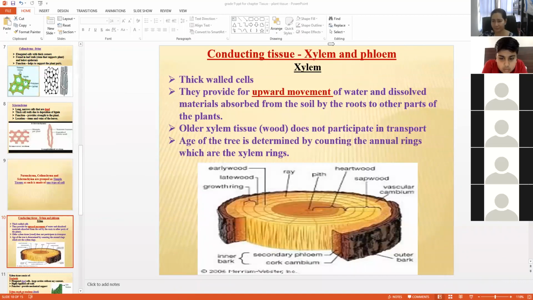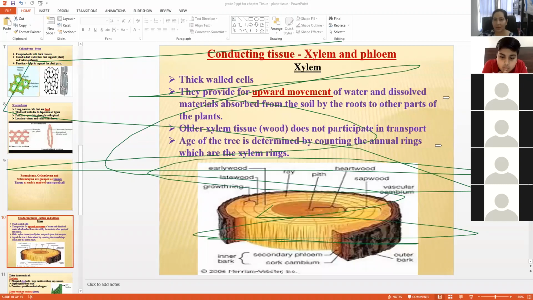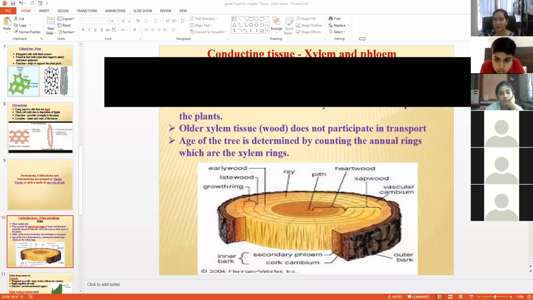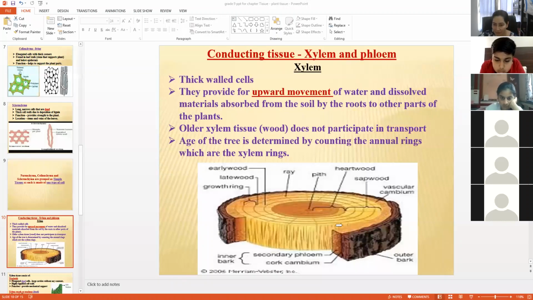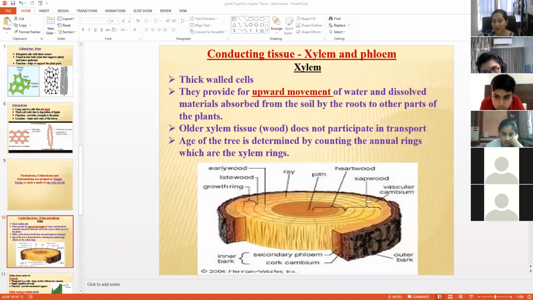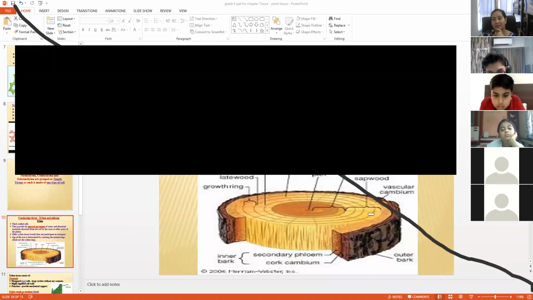The last point, the age of the tree is determined by counting the annual rings. Ma'am, where are these annual rings? I'll tell you. See, students, can you see these rings here? Yes, 1, 2, 3. Now, these rings are nothing but the xylem rings. We have to cut the tree to see the age. Now, students, one ring represents 1 year.